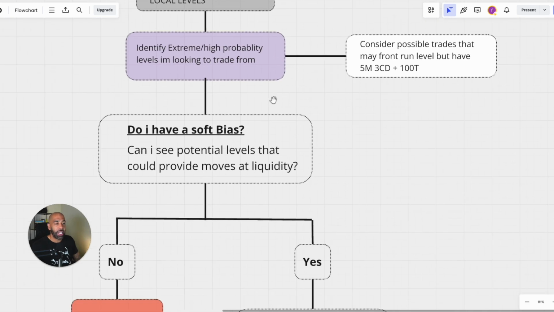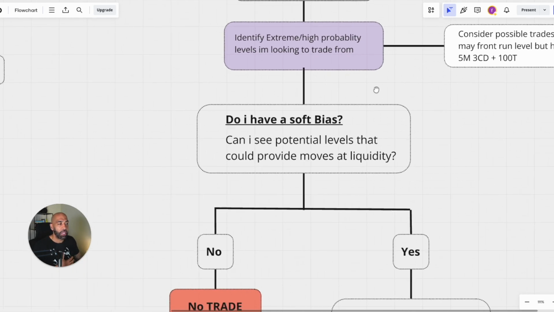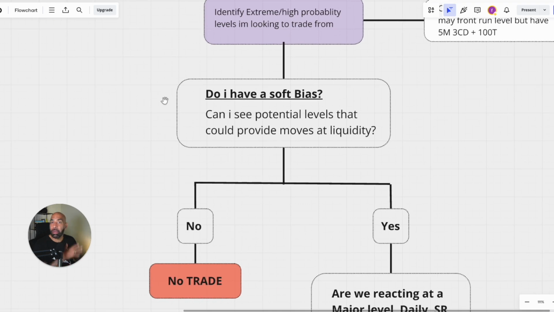After that is, again, do I now have a soft bias? Okay, so whereas before I had a very clear bias on my way to taking a trade, now it could be a soft bias. Can I see potential levels that could provide me that liquidity now? Okay, so now I'm hunting a little bit more, okay? I'm hunting to see if I can find something, because the markets are not always going to line up with you. If it was that easy, then trading would be easy and the high probability of failure would not be so high, okay?